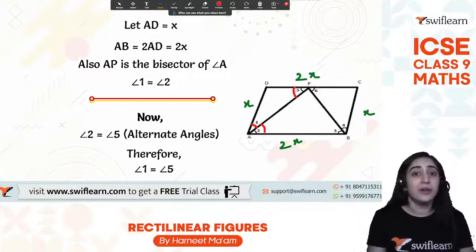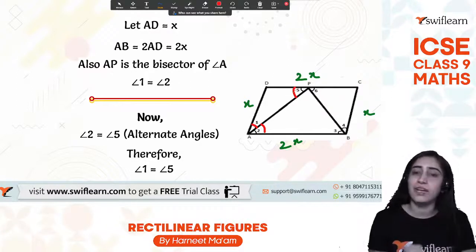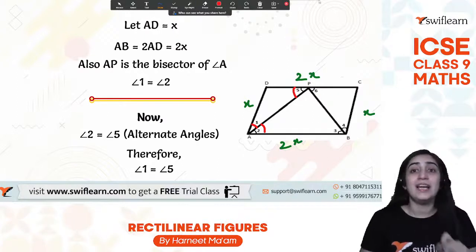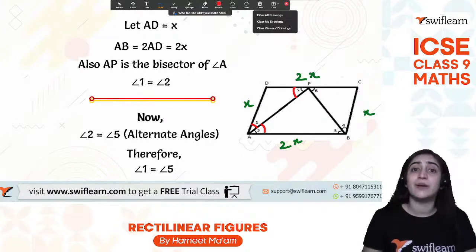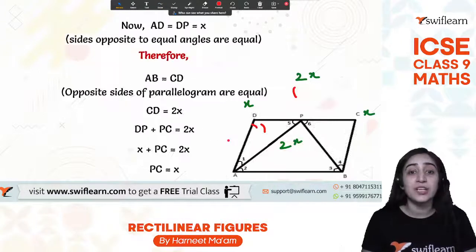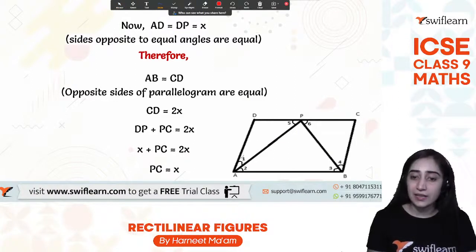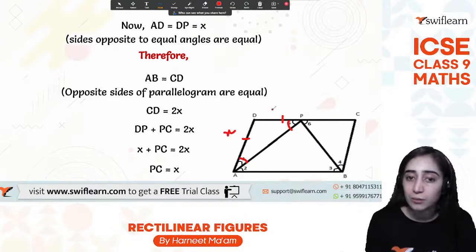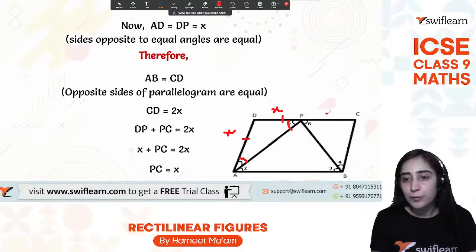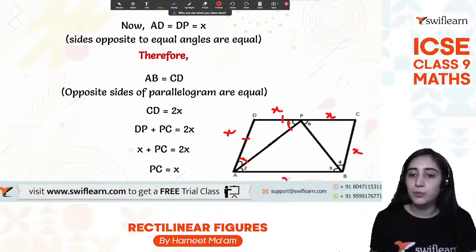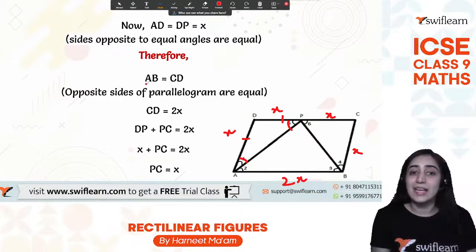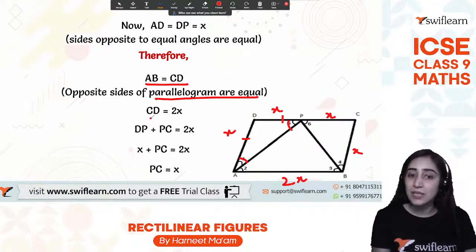Because these are alternate angles, automatically angle A and angle 5 are equal. Right. Now angle A and angle 5 are equal, so what does it mean? When angles are equal, their opposite sides are also equal. So in that case, this angle is equal to this angle, which means this side is equal to this side, so this is x and this is also x. This whole thing is 2x, automatically this is also x. That's what it says, that AB is equal to CD because opposite sides of a parallelogram are equal. That gives me that CD is equal to 2x and CP will be equal to x.